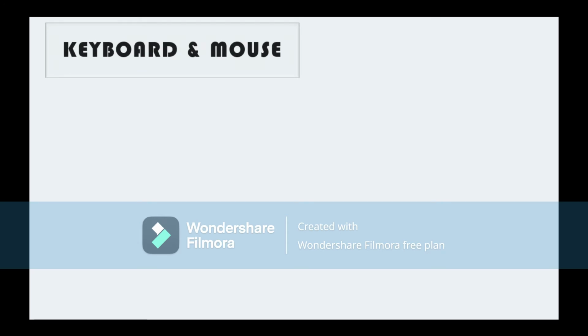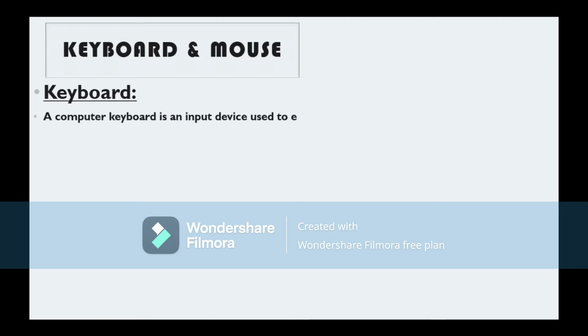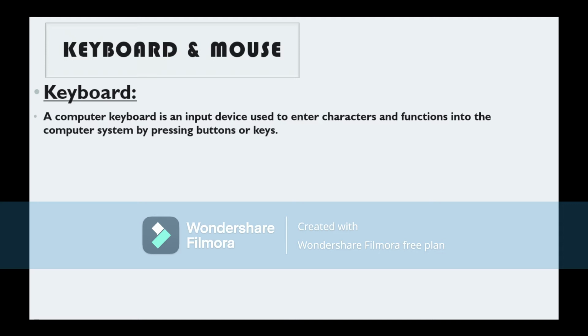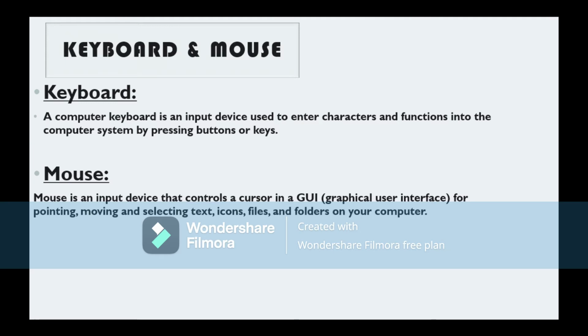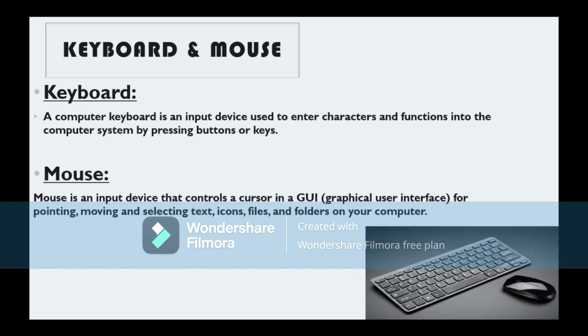So the keyboard and mouse are the number one and number two types of input devices. A computer keyboard is an input device used to enter characters and functions into the computer system by pressing buttons or keys. This contains many keys. And there is the mouse. A mouse is an input device that controls a cursor in a GUI, graphical user interface. We will describe that later. It is for pointing, moving, and selecting text, icons, files, and folders on your computer. And there are some pictures of a keyboard and mouse.